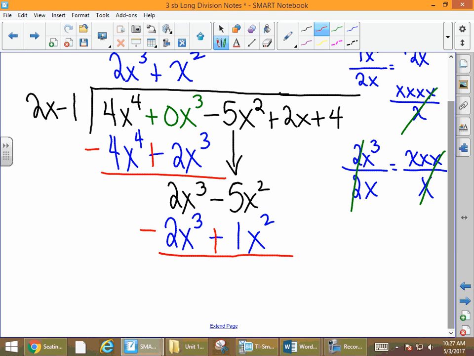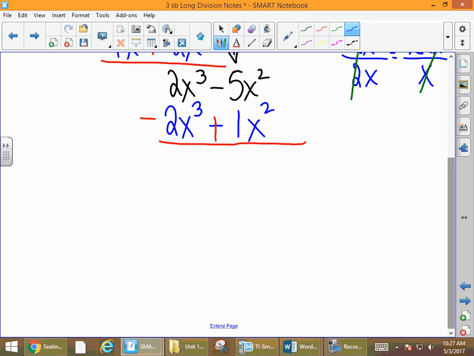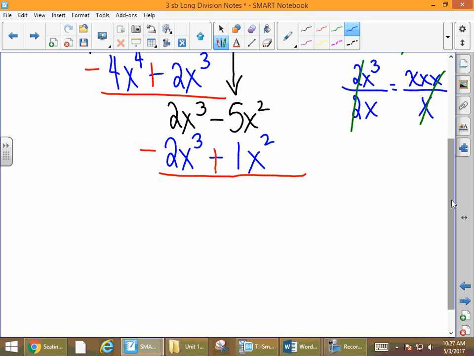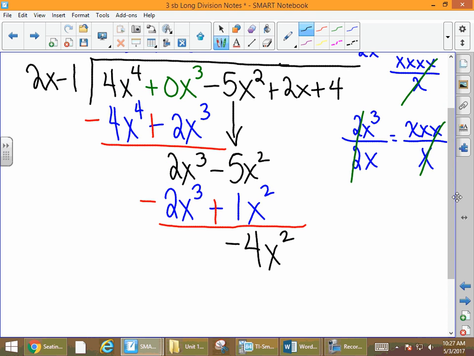When we change both signs, the 2x cubes are going to cancel out. One's positive, one's negative. They're opposites of each other. And then we have negative 5x squared plus 1x squared, which is negative 4x squared. And we're going to bring down our next term, which is going to be the plus 2x.